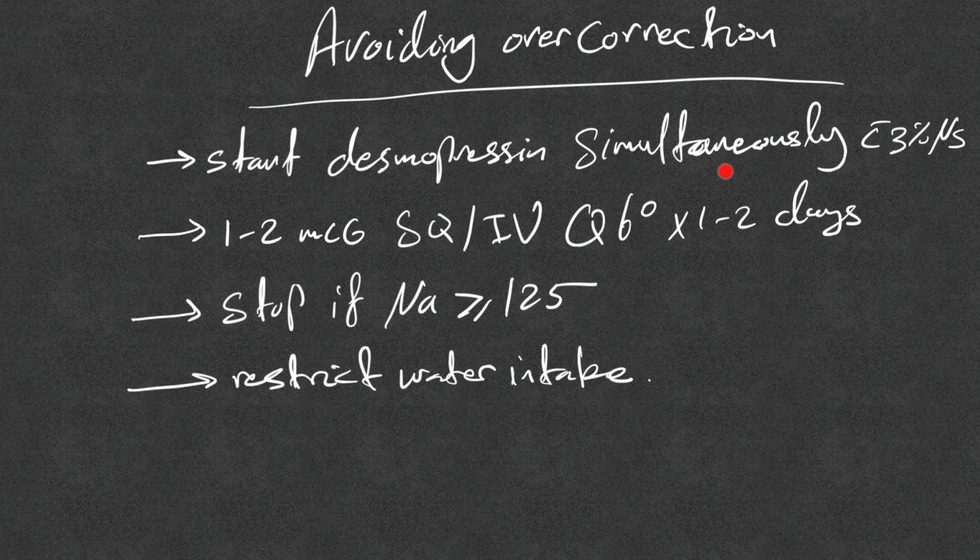So you give them simultaneously, and then it's 1 to 2 micrograms sub-Q or IV every 6 to 8 hours for 1 to 2 days, and stop when the sodium is equal or more than 125. And very important, restrict water intake. If you use Desmopressin, you have to restrict water intake, and I'll talk about fluid restriction, what kind of fluid restriction, next video in the second part of hyponatremia treatment. If you cannot guarantee there will be a water intake, let's say the patient is psychotic or something, do not use Desmopressin. Remember that very well.